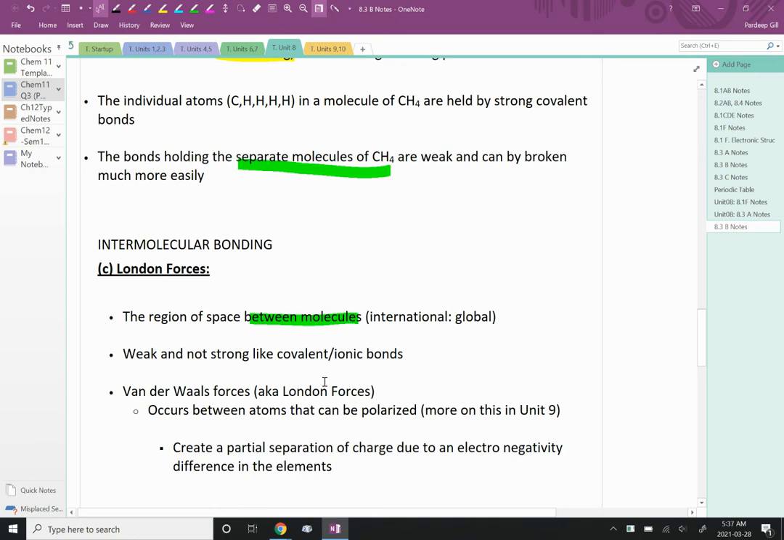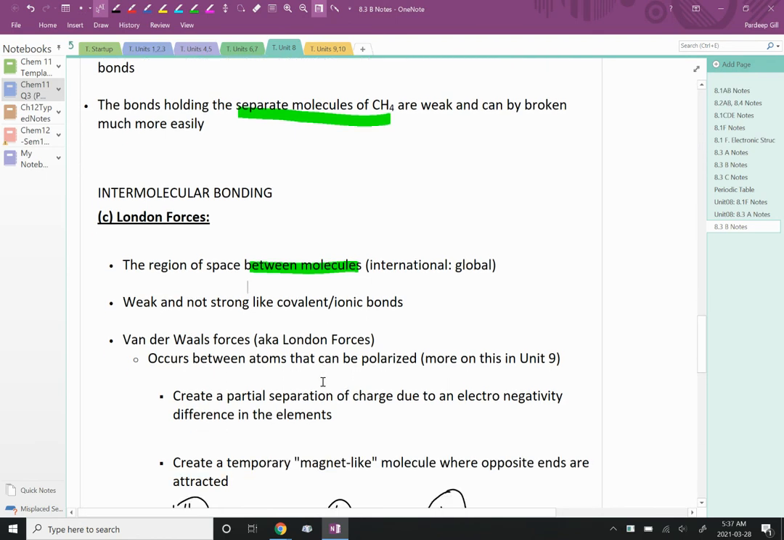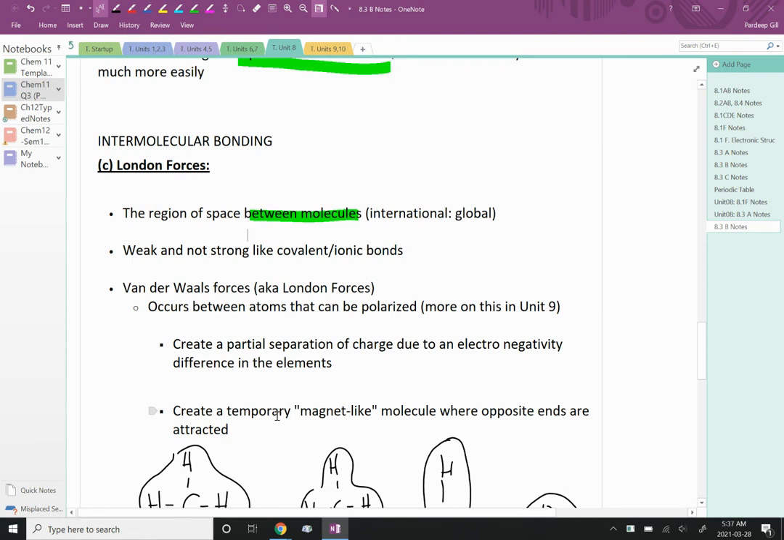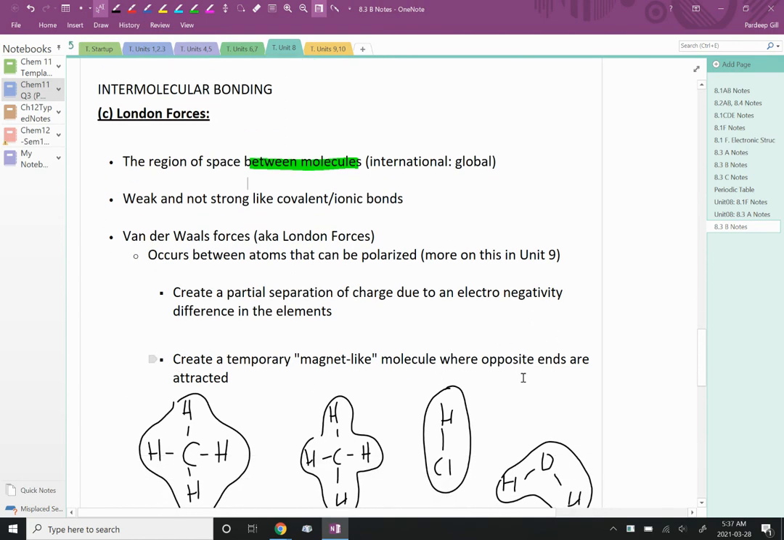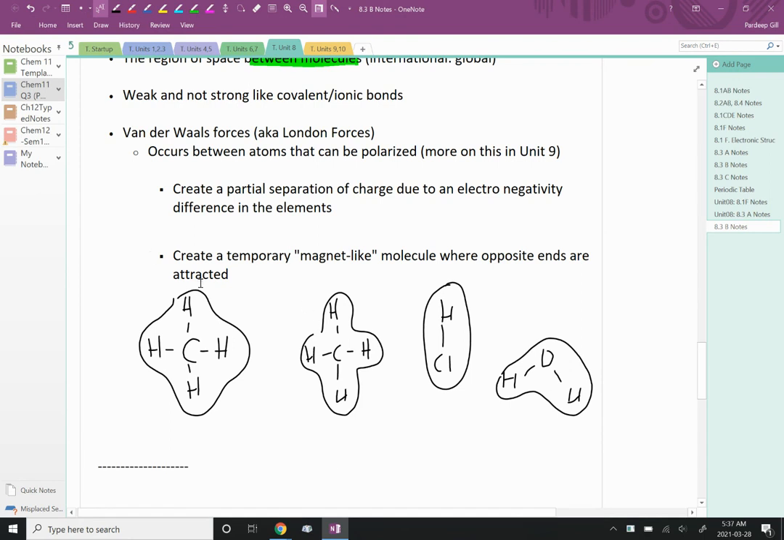In chapter 9, we're going to learn that atoms can be polarized. You can create partial charge separations due to the different electronegativities of the elements that are joined together. It's also known as more of a temporary magnet when you create this charge separation. So this is all chapter 9, and we'll look at this in the next few videos later on. If we look here, the London force is just the region of space.